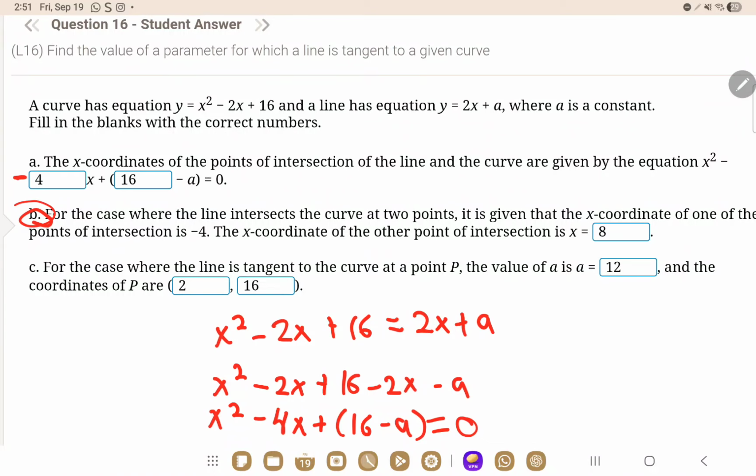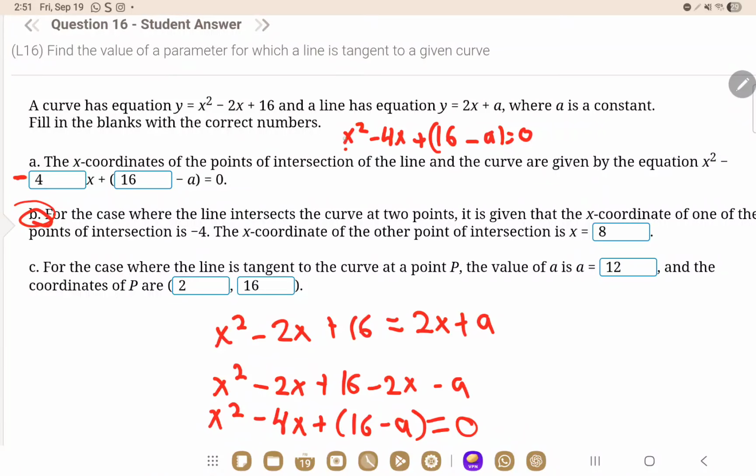Now, there are two ways you could do this, but one way is easier than the other. I'm just going to give you the easy way. Both are correct. What we're going to do is x squared minus 4x plus 16 minus a equals 0. That's the equation. But since we know that we need to find where it's two points now, we know that -4 is one of the points of intersection. We need to find a now. A is going to be the answer.